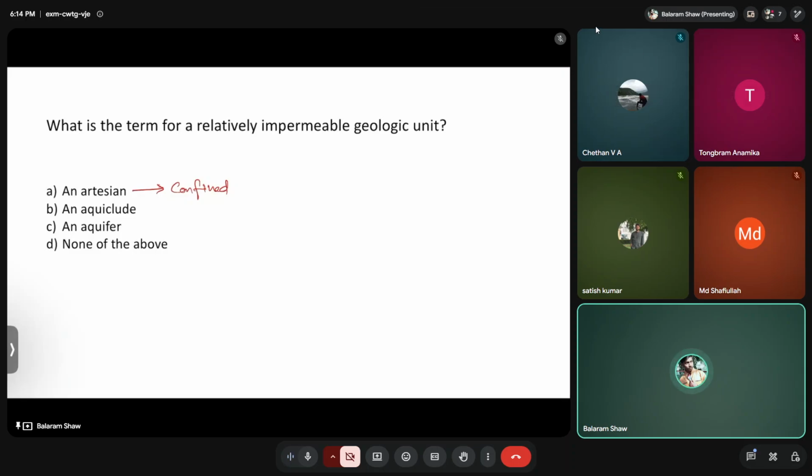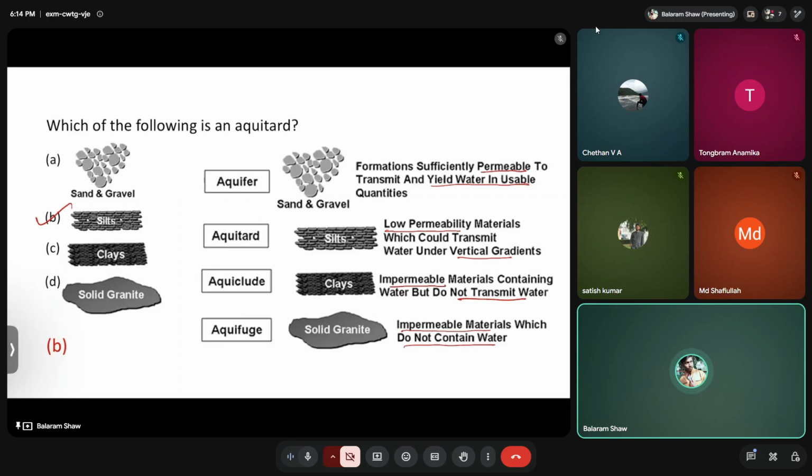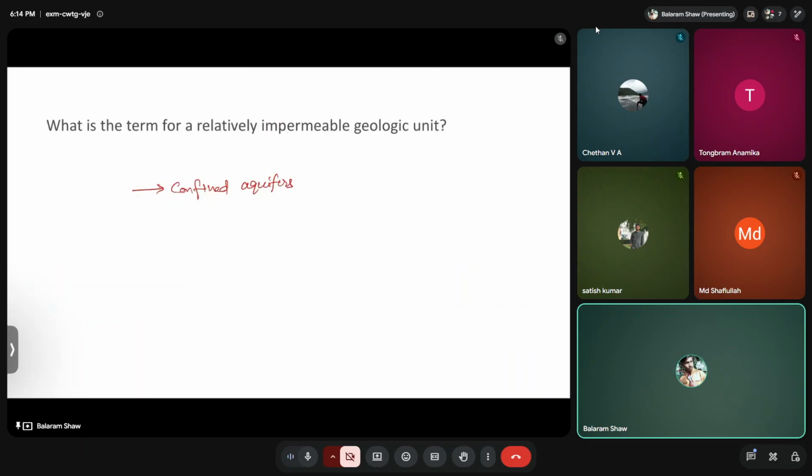So this is confined aquifers. And aquiclude we have just now discussed, right? What is an aquiclude? It has impermeable materials. It does not transmit water, however it contains water. This means it can contain water in its periphery because of viscous force or mostly because of surface tension. So it is impermeable, it cannot transmit water, but it contains water. So that is an aquiclude, right? So the correct answer for this will be B, an aquiclude.